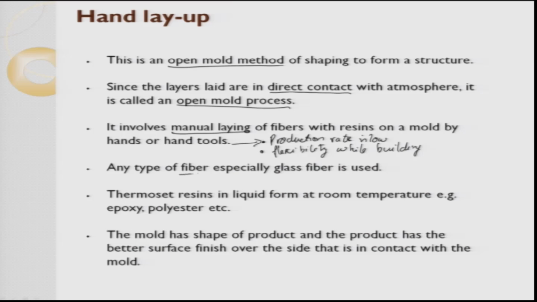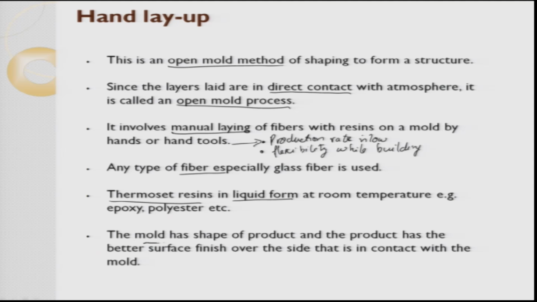So, any type of fiber can be used. Generally what we use is glass fiber, carbon fiber can also be used, Kevlar fiber can also be used. Here the matrix will always be thermoset, and this matrix will be in liquid form. Suppose it is in solid form, we heat it to a temperature and convert it into liquid, or there are off the shelf liquid form thermosets available. So, we take that resin and add the ingredients such that I get the required output.